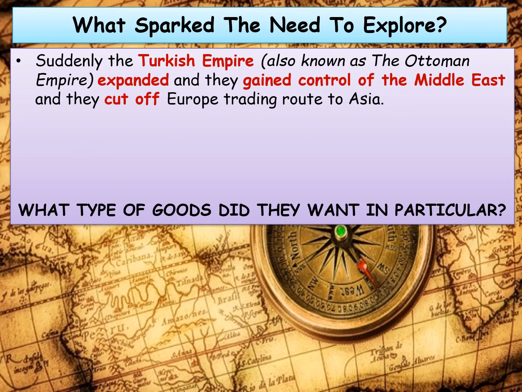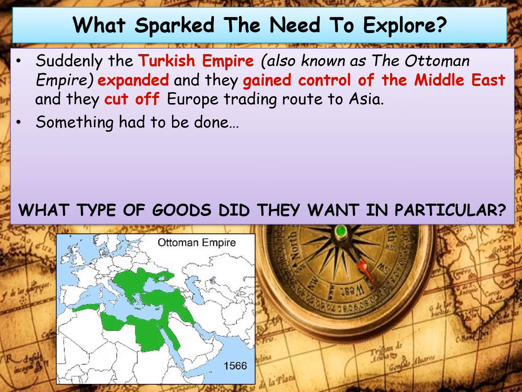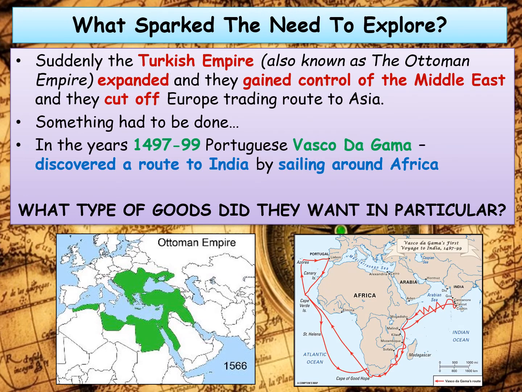Suddenly, the Turkish Empire, which had also been known as the Ottoman Empire, expanded, and they managed to gain control of the Middle East, and as a result of this, they cut off Europe trading with Asia. Something obviously had to be done about this, because Europe had done quite a lot of trade with Asia. It was really important for them, and they needed to work out a way to actually get access to these goods that they were no longer able to get.